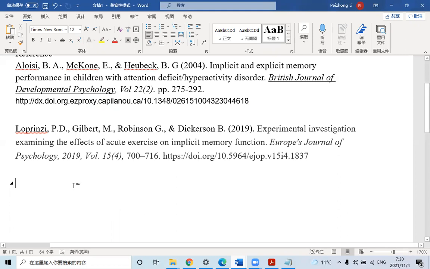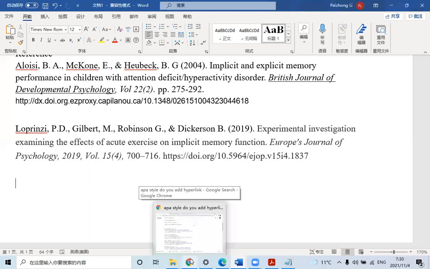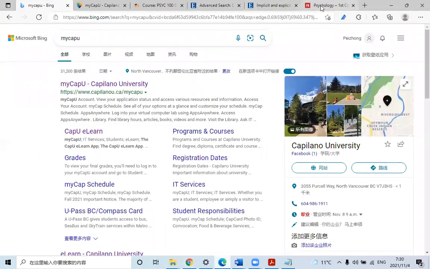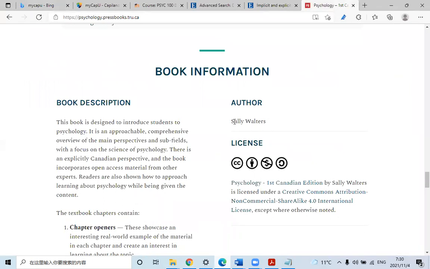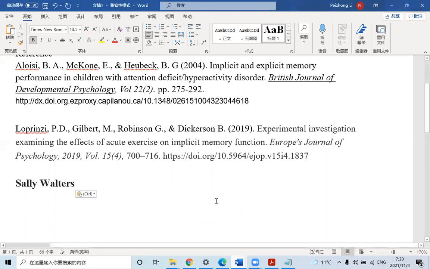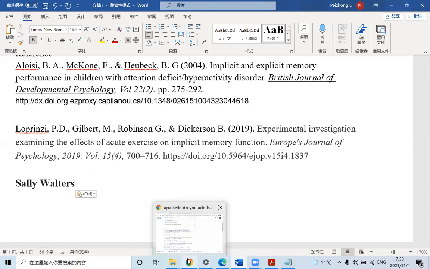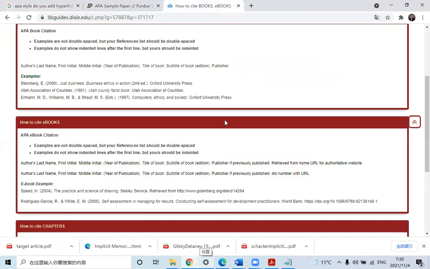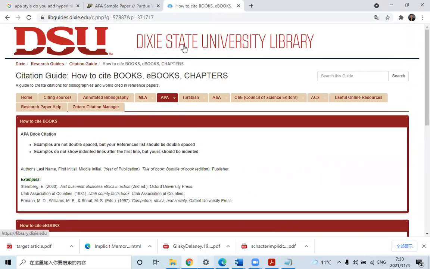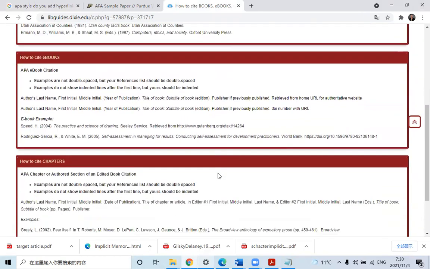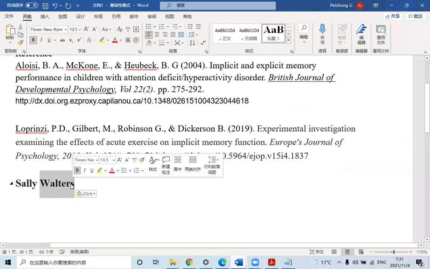And then I have to cite the textbook. So the textbook is also part of the information. The author, Sally Waters. How do I cite online textbooks, free textbooks? Anytime you are unsure about an APA style issue, you can search for it. This is from Dixie State University Library, so that's a good source. I Googled it. See here, APA ebook citation. You have an author's last name, first name, year of publication. Last name, first name. Waters, Sally.